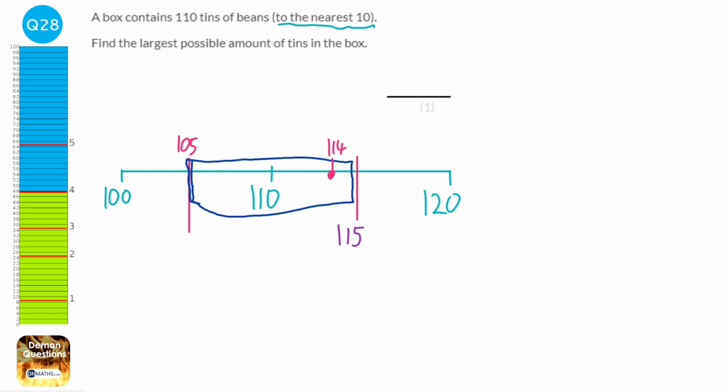But if it was 115, it would have rounded to 120. So 114 is the biggest number it could have been before rounding to 120. And we know it didn't round to 120 because in the question it says it's 110 to the nearest 10. So our answer is 114.